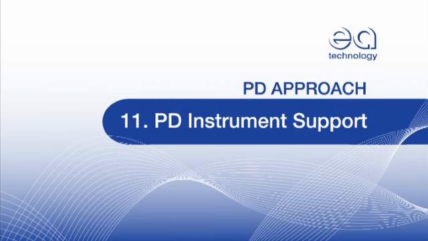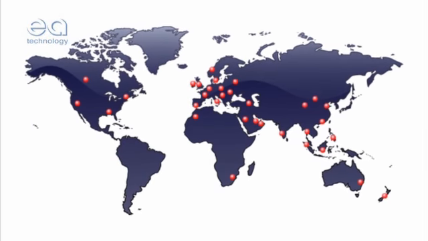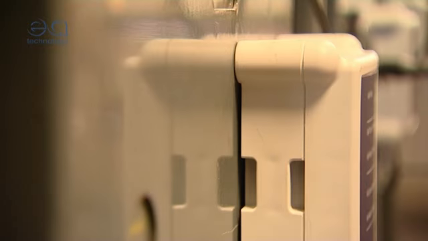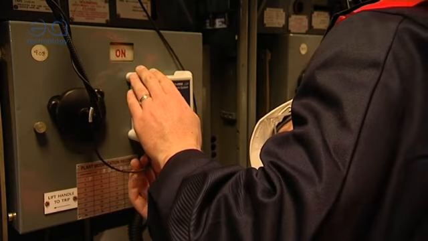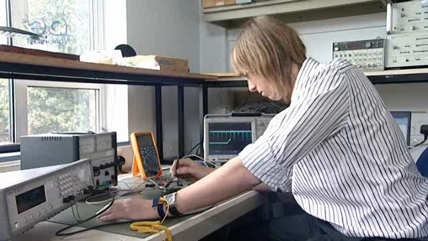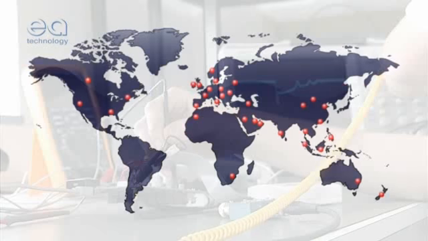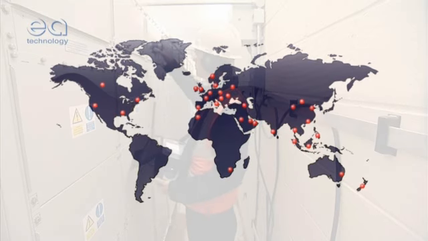PD instrument support. All EA Technology instruments are backed by our network of more than 30 offices and distribution partners worldwide, providing expert installation and commissioning, user training, technical support and advice, factory repair and calibration services, and a network of active PD user groups which operate internationally for engineers working with partial discharge.